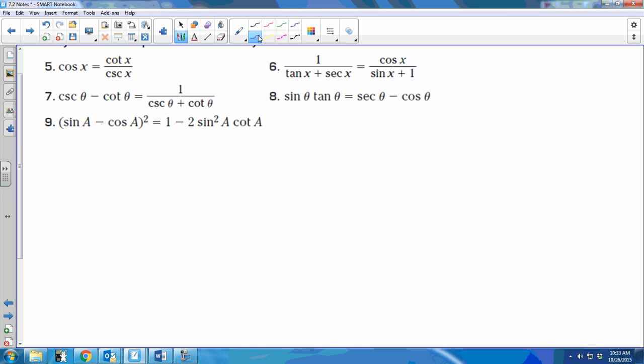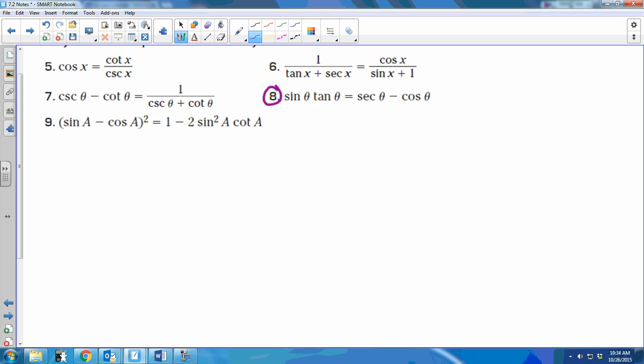Two more. On the next one, you can start on whatever side you want. Would you rather start on the left-hand side or the right-hand side? We're going to do both. I heard Alyssa say right.